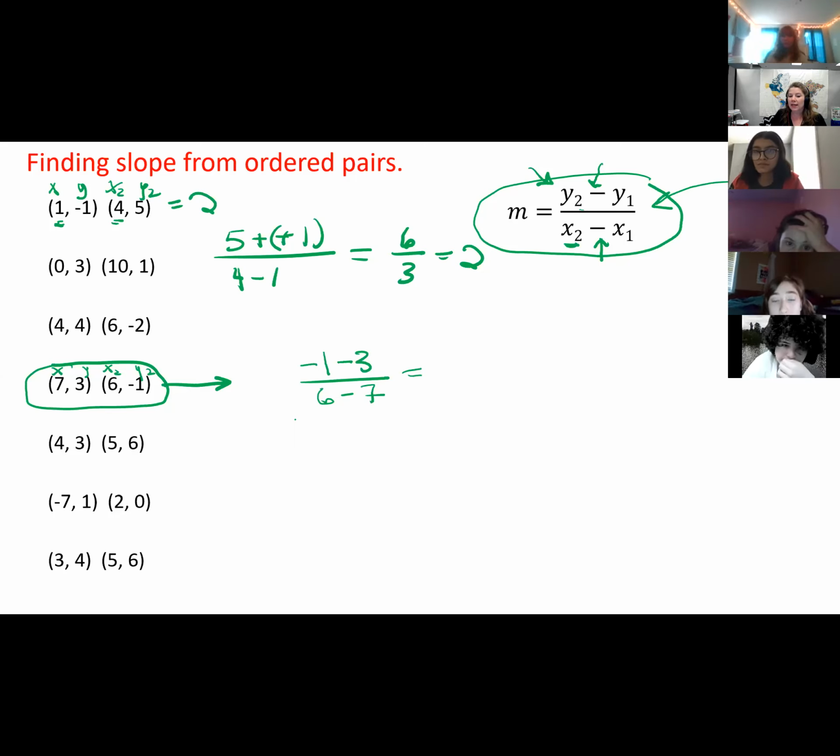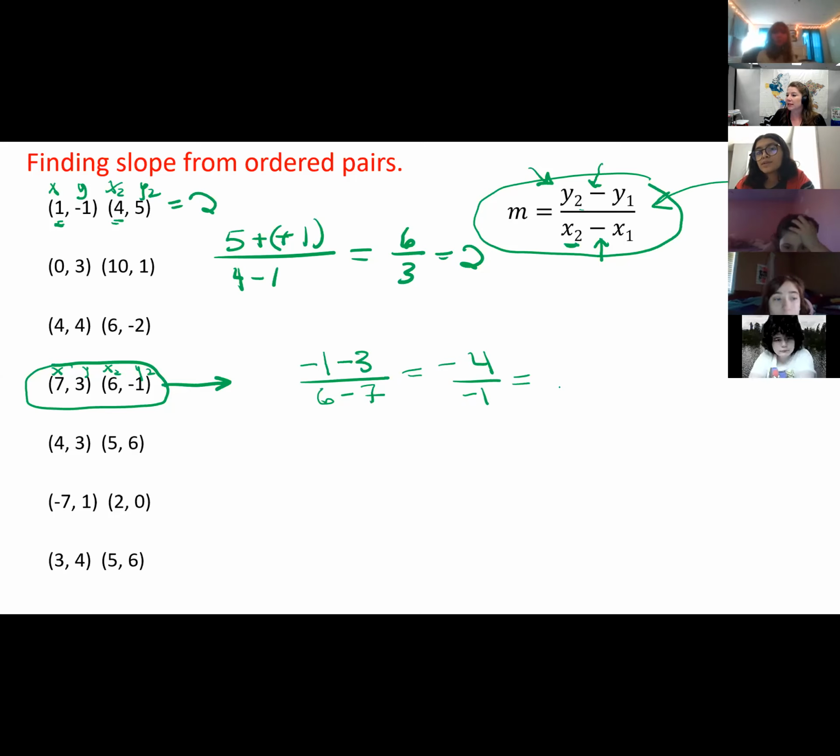What's -1 minus 3? -1 minus 3 is -4. What is 6 minus 7? 6 minus 7 is -1. Can I simplify -4 divided by -1? What is -4 divided by -1?